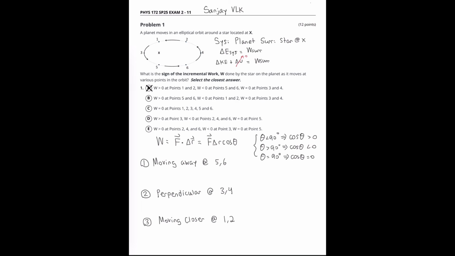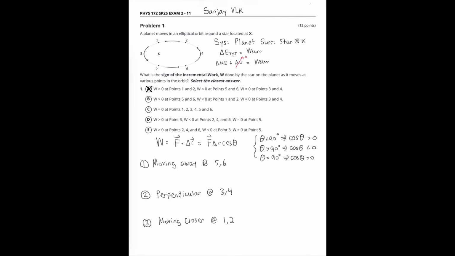Now that we have that established, we can draw in our force and displacement on our graph they provide us. So let's start with point 3. So we have our change in displacement, and we have our force acting inward from gravity. And that will end up being a perpendicular relationship. So theta is equal to 90 degrees. Therefore, the work is equal to 0 at points 3 and 4 because cosine theta is equal to 0.